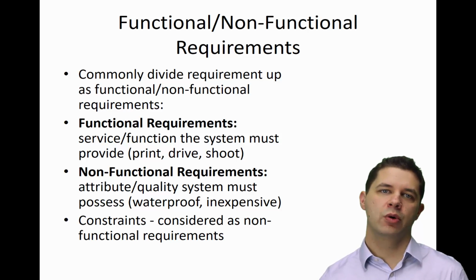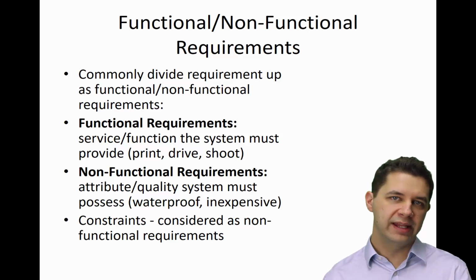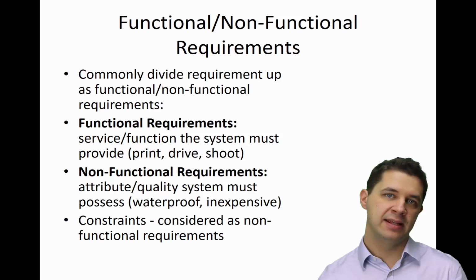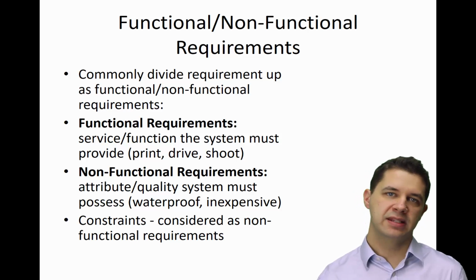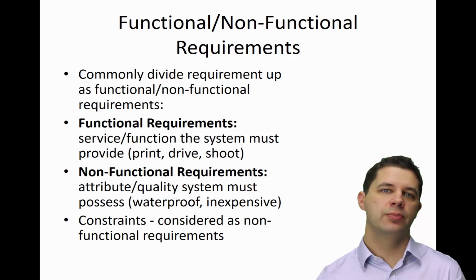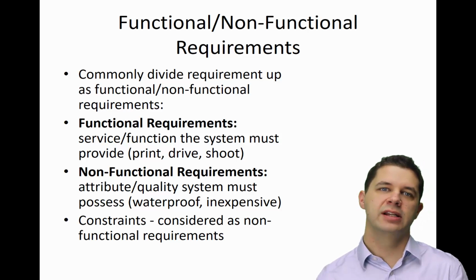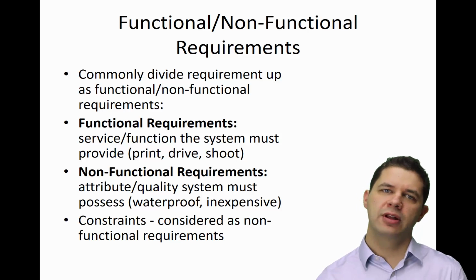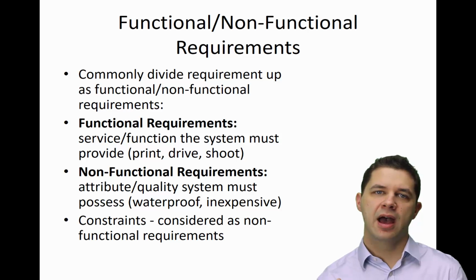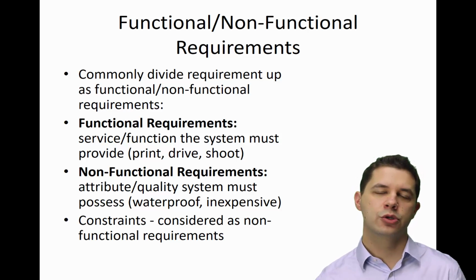Then we have our non-functional requirements, and they're typically attributes and some sort of a quality that's assigned to the system that it needs to possess. For example, being inexpensive, with some sort of proviso around how inexpensive. Must be waterproof, must be shockproof, must be bulletproof, must be intrinsically safe, all those sort of things. Then we have those constraints, that third category we looked at before, and we typically say that those constraints would be considered non-functional requirements because they don't specifically provide a function or service to the final system.